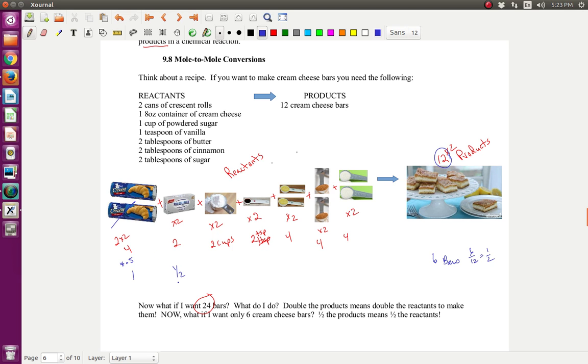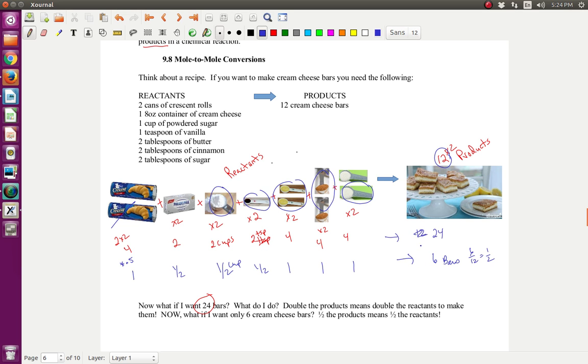I only need 1/2 of a bar. Instead of 1 cup of sugar, actually I need 1/2 of a cup of sugar, because the original recipe only had 1. So 1 divided by 2, or 1 times 1/2. Instead of 1 teaspoon of vanilla, I only need 1/2 teaspoon of vanilla. Instead of 2 tablespoons of butter, I only need 1 of them. Instead of 2 tablespoons of cinnamon, I only need 1. Instead of 2 tablespoons of sugar, I need 1. And that will give me 6 bars. The other one gave me 24 bars when I doubled everything.